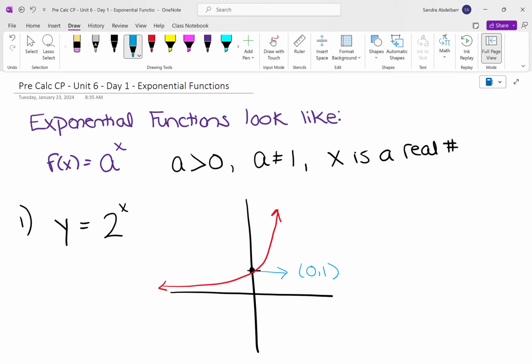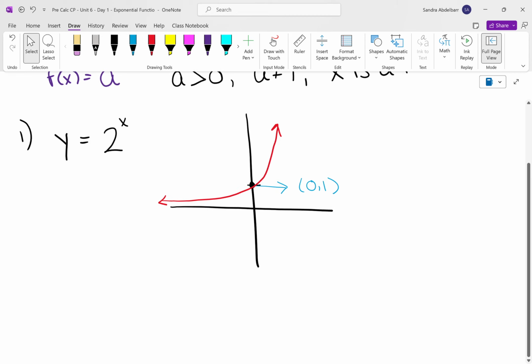This is called our key point, because it's always going to be in this format. And then there's always going to be a horizontal asymptote 1 unit below the key point. So it's always going to be at 0? Well, no, because we could shift, and we're going to talk about the shifts. But if there's no shifting, then yes. If it's just some whole number raised to the exponent, then we'll have a key point at (0, 1) and a horizontal asymptote right 1 unit below it.